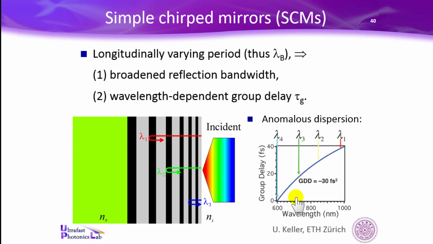Can you have normal dispersion? Quite easy, right? Just reverse the chirping. Long period first, short period later. You have normal dispersion. So not like the grating pair, where you need the 4F configuration to create normal dispersion. But in a chirped mirror, it's quite easy. Just reverse the order.